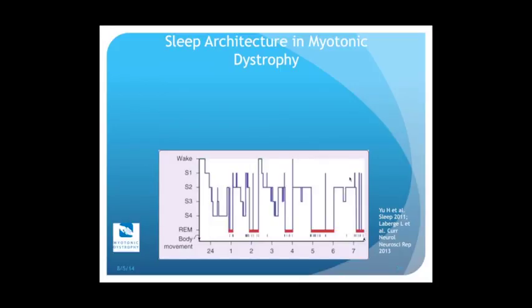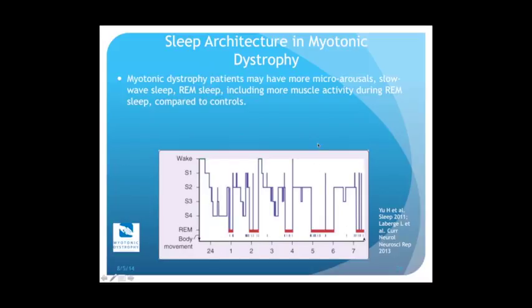So we touched on what normal sleep architecture was, right? Lots of deep sleep towards the beginning of the night and more dream sleep towards the end of the night, right? Well, it turns out in myotonic dystrophy patients, based upon the limited amount of sleep study research that we have, that they have more short microarousals. These are short awakenings in the brain that maybe last for 3 seconds.